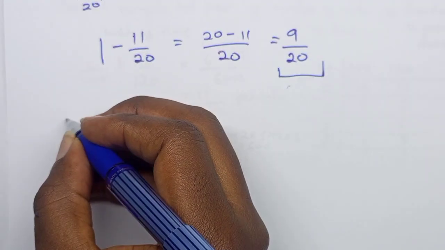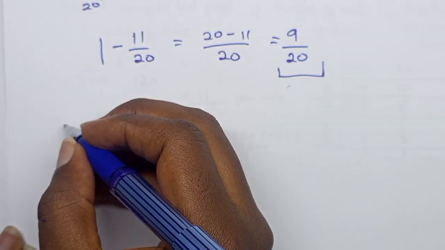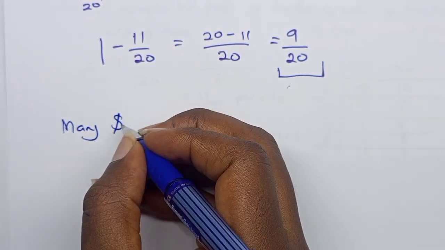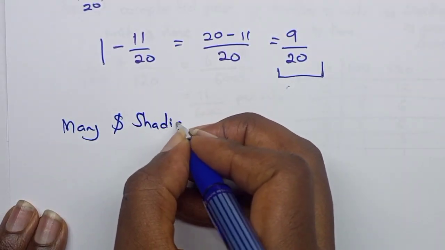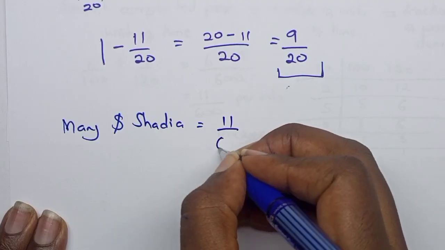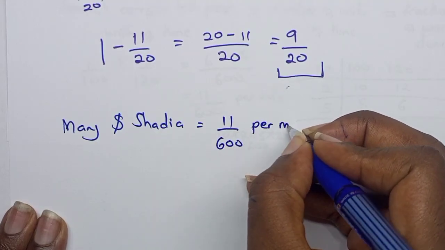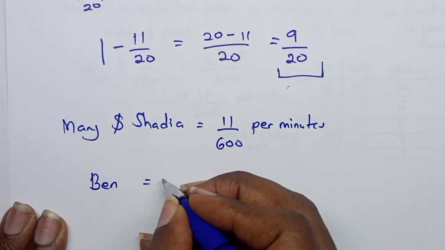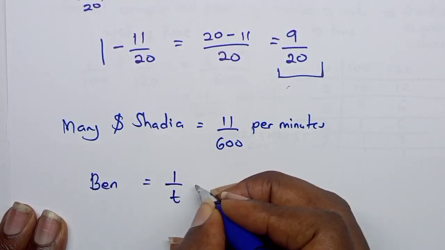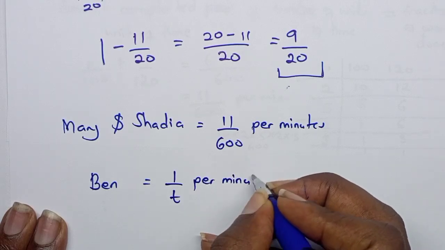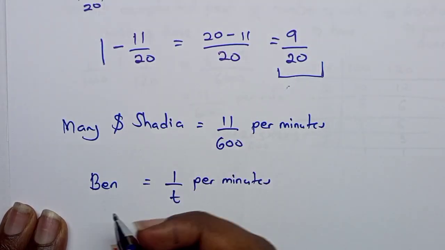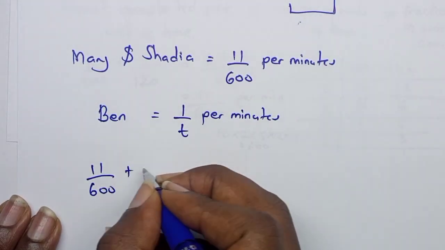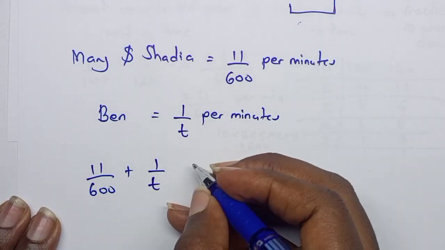Remember, we found that when Mary and Shadia work together, they accomplish 11 out of 600 per minute. Then for Ben, he accomplishes 1 out of T per minute. Now when all 3 of them work, what they can accomplish in 1 minute would be 11 out of 600 plus 1 out of T.